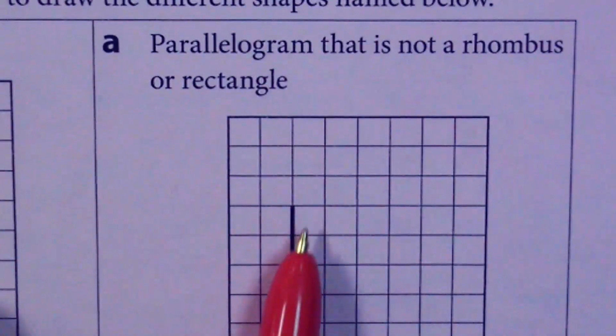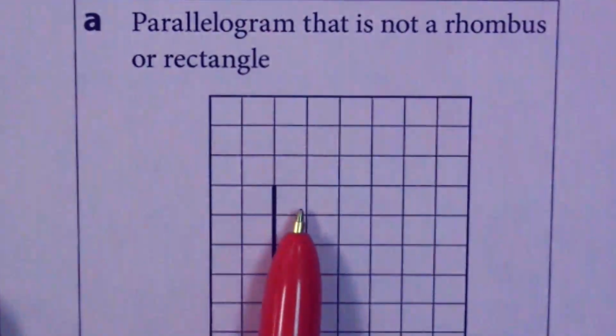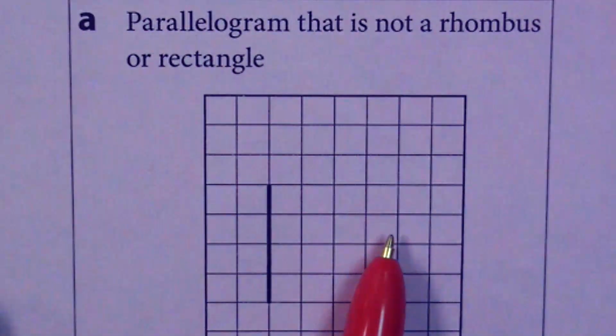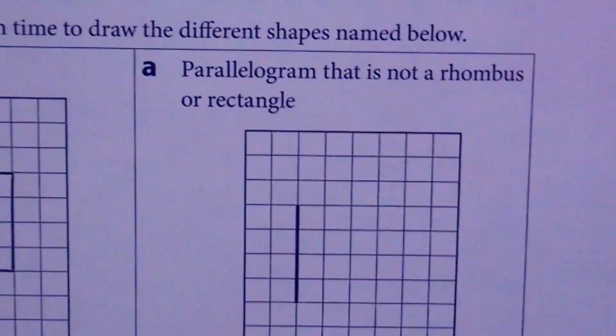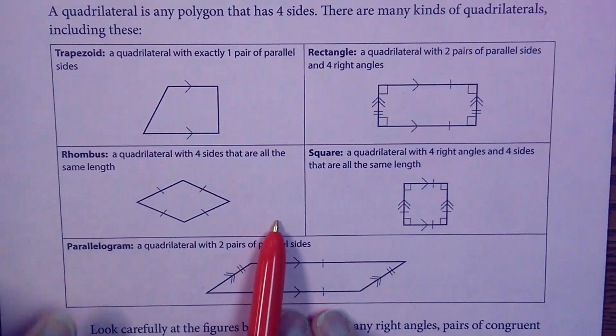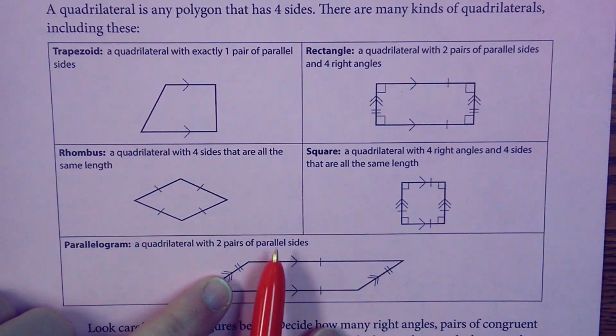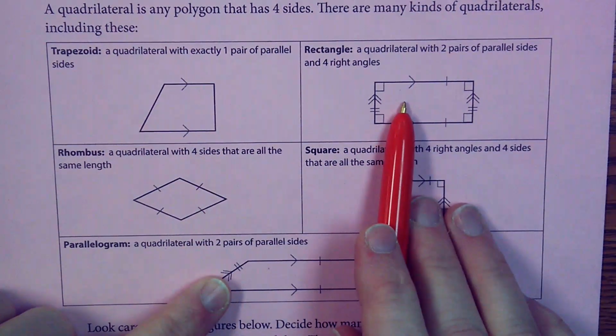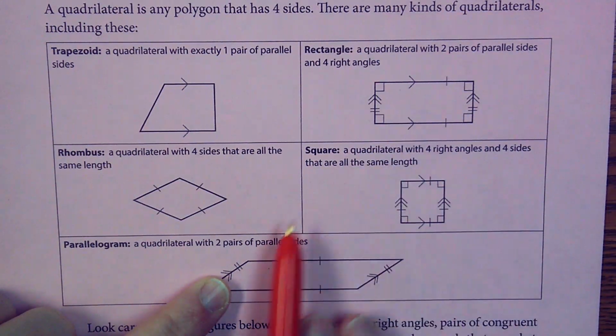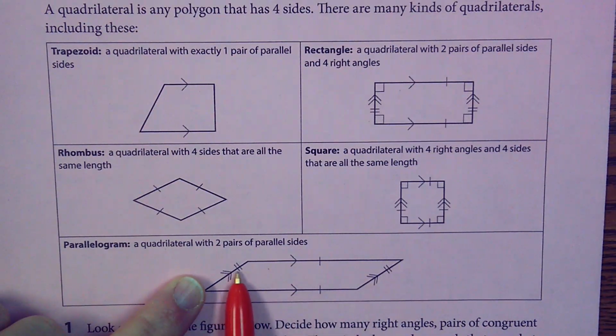However, they want a parallelogram that is not a rhombus or a rectangle. Man, what is that? A parallelogram that is not a rhombus or a rectangle? Do you have an idea? If I look at my chart, so I'm saying a parallelogram that is not a rhombus, it's not a rectangle, I'm going to have to make sure that opposite sides are congruent and parallel. Opposite sides are congruent and parallel. So what if I tried to make a squishy rectangle? Okay.